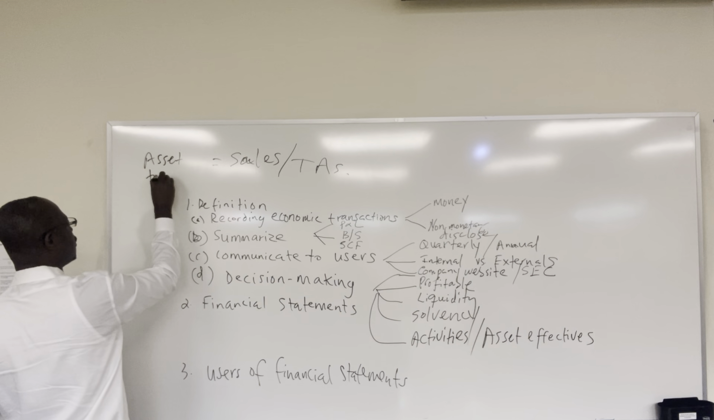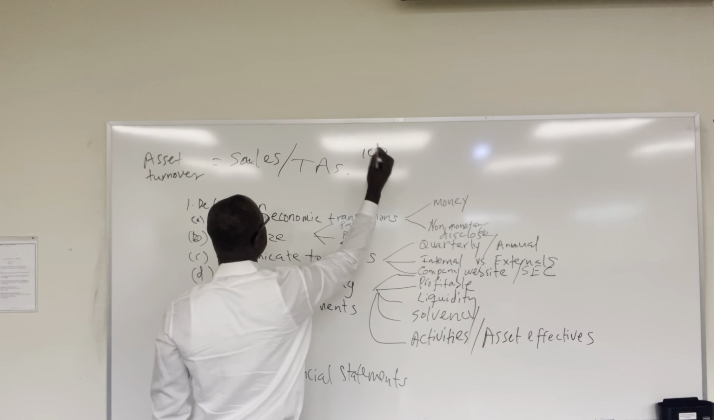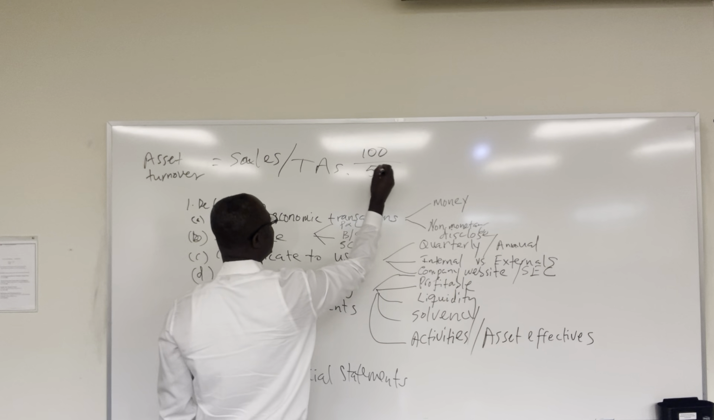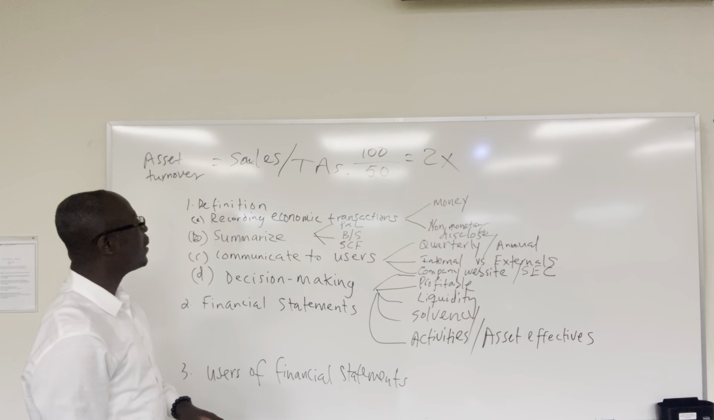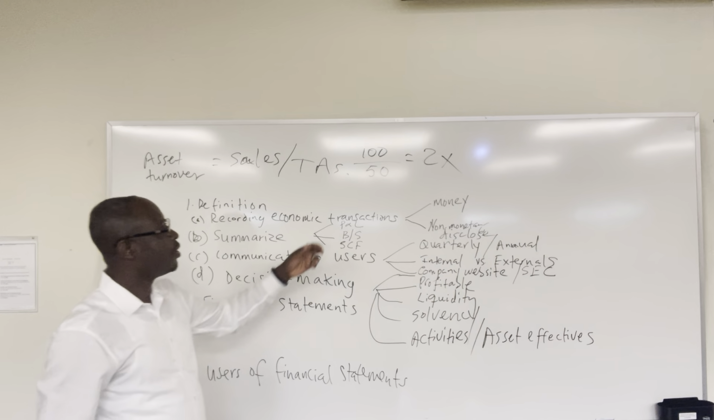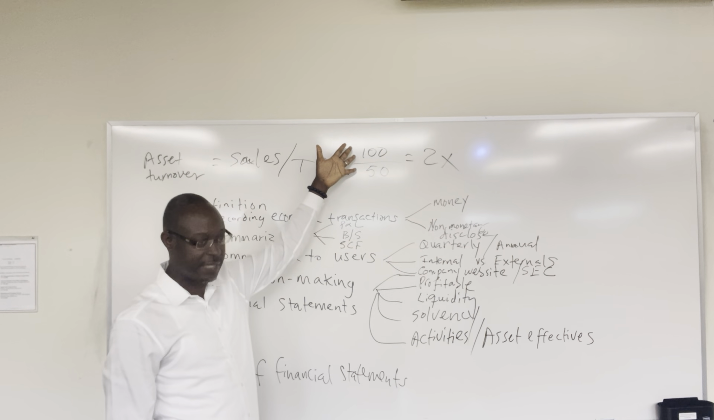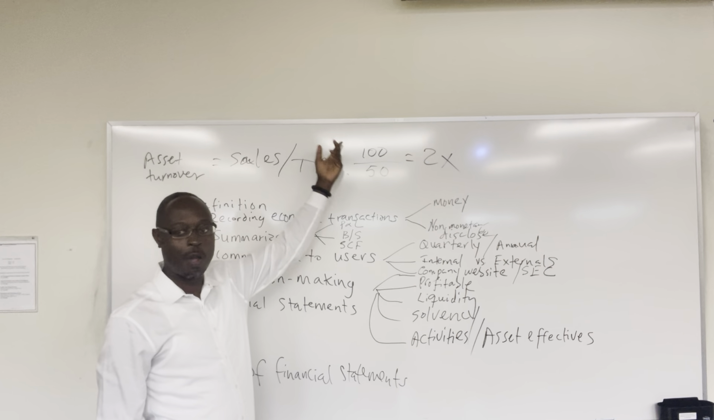Asset turnover ratio. And you may calculate this, and let's say the sales is 100, and your total assets is, let's say, 50. So that gives you 2 times. That means that the company is able to generate 2 times the value of the assets with the assets that they have. 2 times in sales, right? So they have assets of 50, but they're able to generate double it in sales.